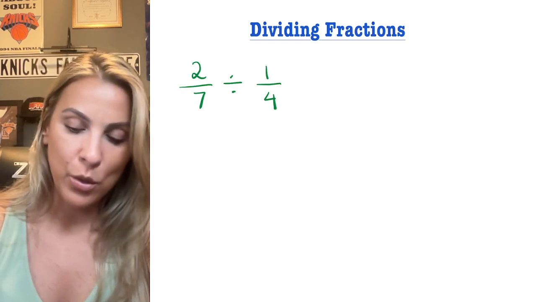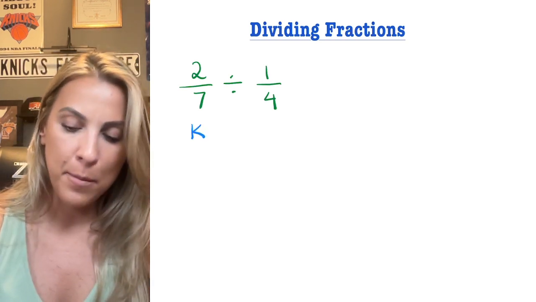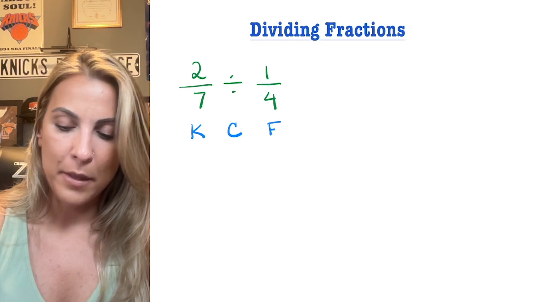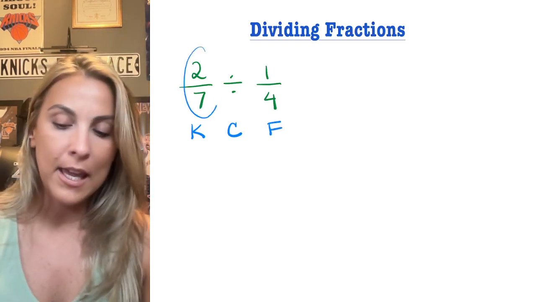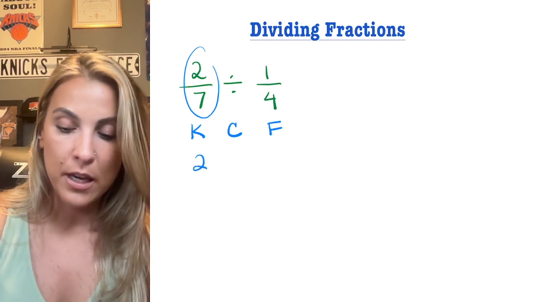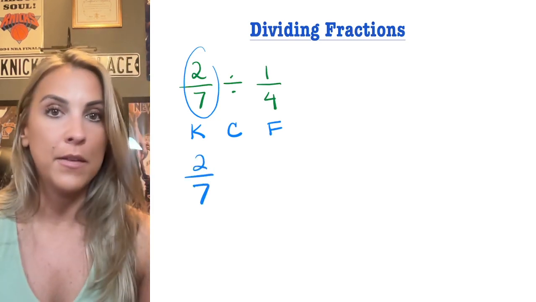So here's how we're going to do it. We're going to remember this little acronym, keep, change, flip, KCF. So almost like Kentucky Fried Chicken. When it says keep, we mean keep that first fraction the same. So we're just going to bring down that 2/7, keeping it the same.